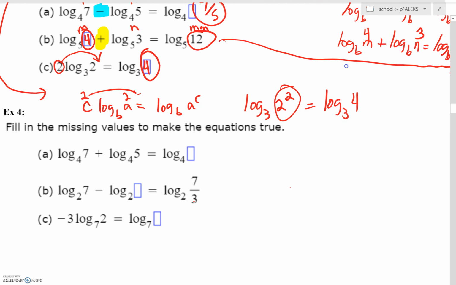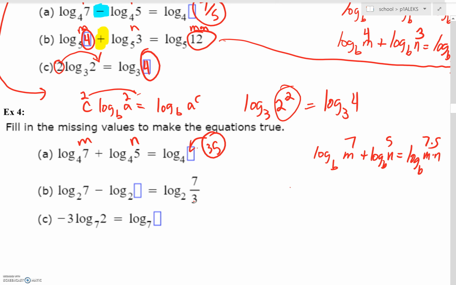Well, let's take a look at number 4 quickly. With the addition, I hope you know it's log base b of m plus log base b of n equals log base b of m times n. So my m here is 7. My n is a 5. Well, what's 7 times 5? You're going to multiply those two together. 35, right? 7 times 5 goes right here.